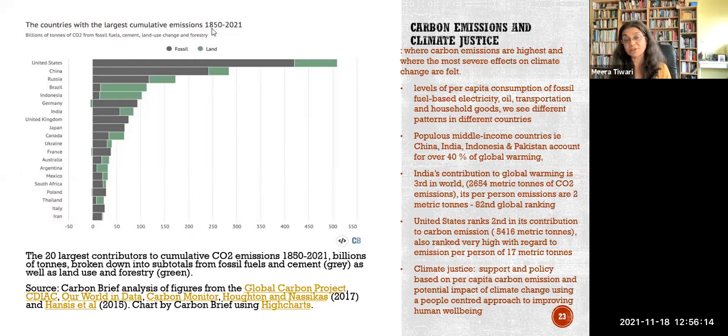So climate justice is about support and policy based on per capita emission, and not about looking at the national emission. And if you look at this graph, you'll see this is divided between fossil and land. Land refers to deforestation, etc. The UK is just behind India, but the population in India is 20-fold more than the UK. So this is an issue that requires engagement at a global level, and understanding of the problems that I referred to, the links between energy poverty and overall human development. Next slide, please.